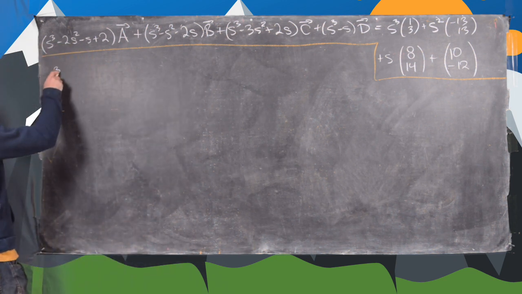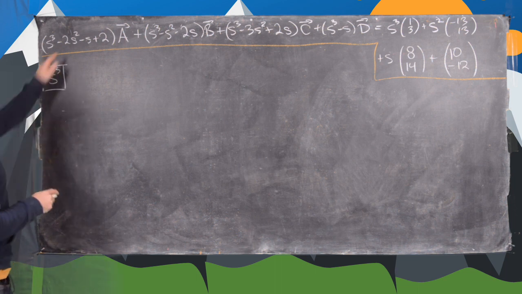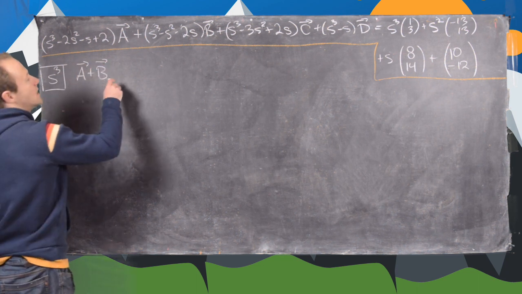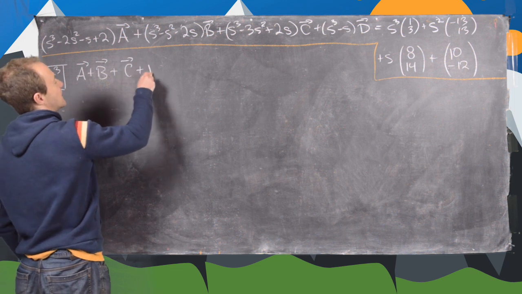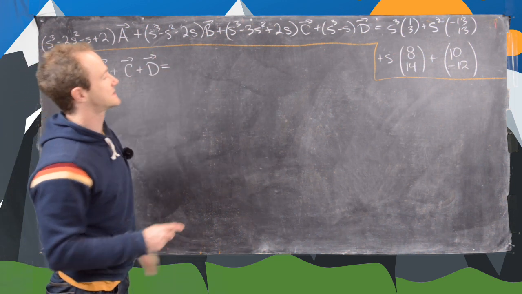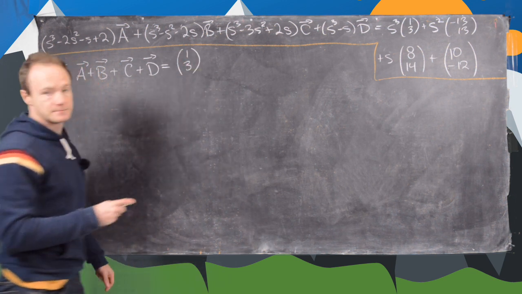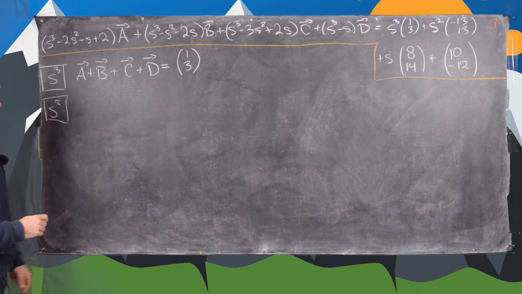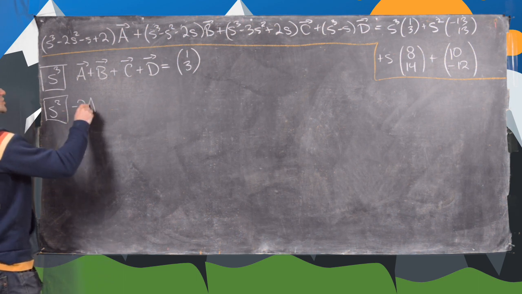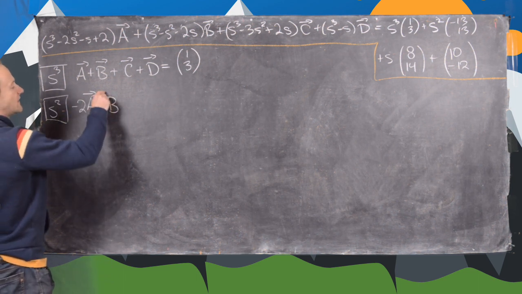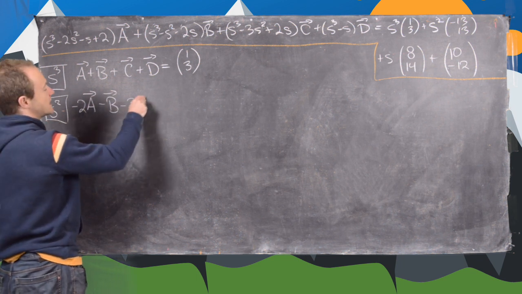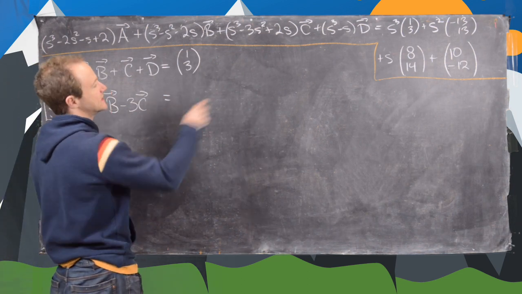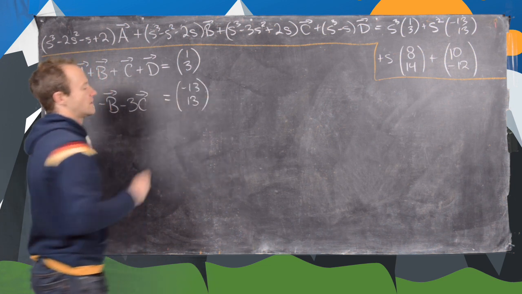So let's look at the coefficients of s cubed first. Notice on the left-hand side of the equation we have vector a plus vector b plus vector c plus vector d, and then on the right-hand side of the equation we have the vector 1, 3. Okay, now let's look at the coefficient of s squared on both sides of the equation. So here we have minus 2 times vector a minus vector b minus 3 times vector c, and then there's no vector d, and so that's going to be equal to, let's see, minus 13, 13.